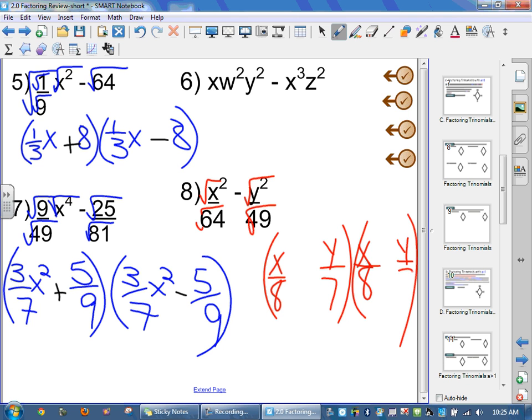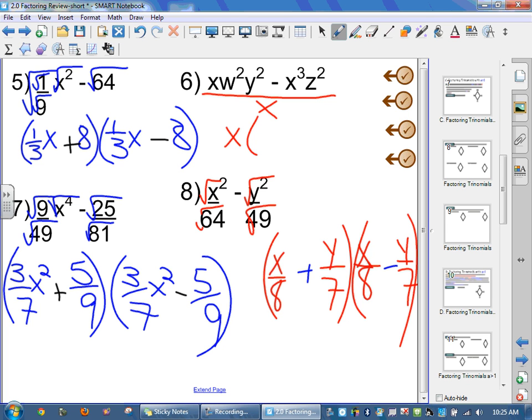Okay? Number 6. What do you notice about number 6? You can take out an x. Good. So you're going to divide an x out. That's your GCF. Okay? So we get x bracket. Now we have w squared y squared minusing x squared z squared.